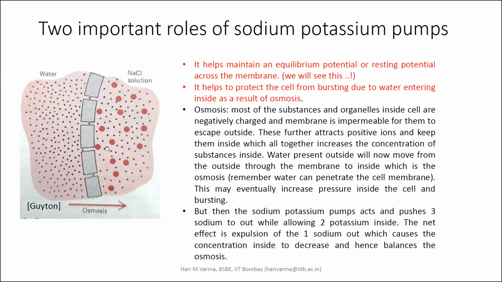That is called osmosis. When water goes inside, the problem is the water will increase the pressure inside the cell, which can cause the cell to burst. So who is saving us? Again, the sodium potassium pump. When this happens, because of osmosis, the pressure inside the cell increases. The sodium potassium pump will get activated, so that it will remove three sodium to outside and 2 potassium to inside, and effectively one particle is lost from inside the cell.